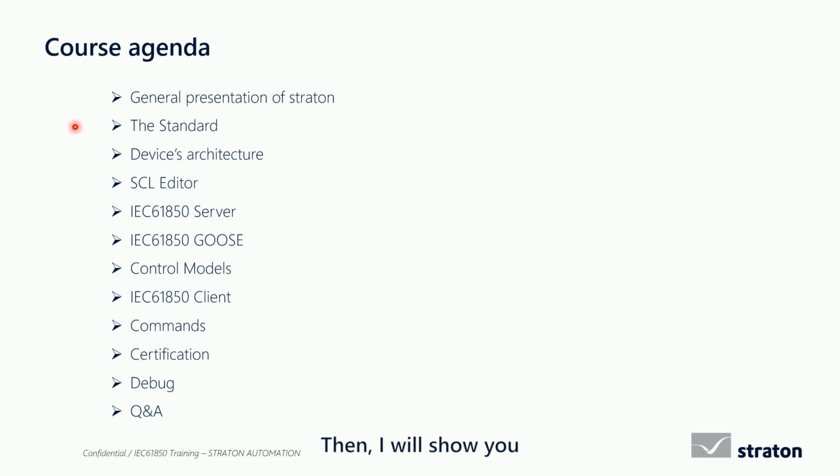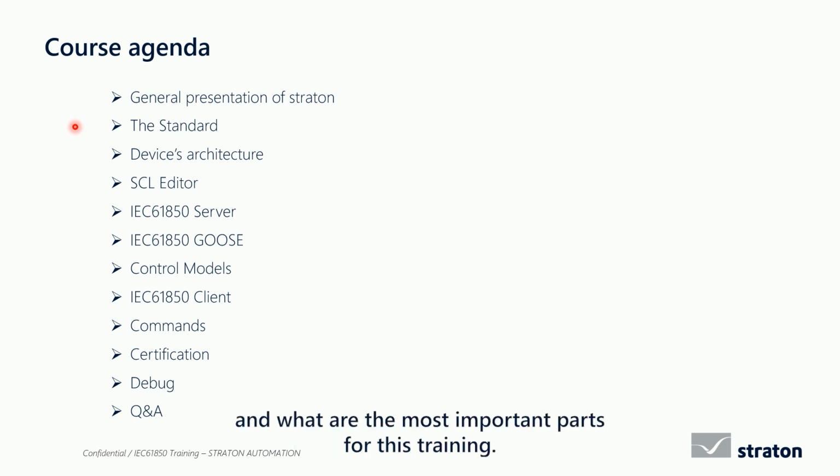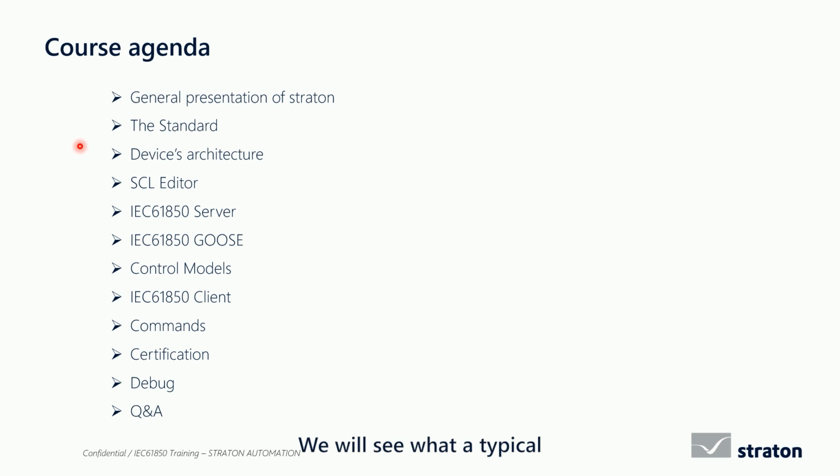Then, I will show you the IEC61850 standard architecture and what the most important parts are for this training. We will see what a typical 850 network architecture is, how a server is configured through an SCL file, so there is also an associated SCL editor, what's inside it, what this famous GOOSE you probably already heard about is. I give you a small hint, this is not an animal. What are the different control models on the server?